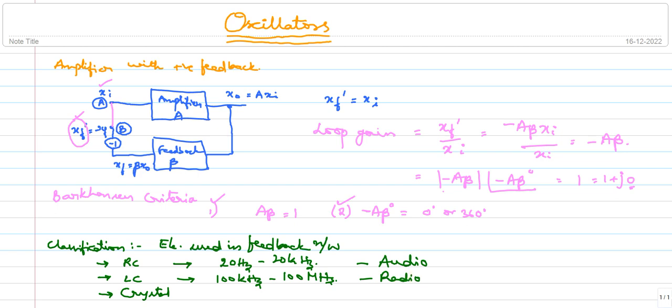Coming to crystal oscillators, the feedback network uses piezoelectric crystals to generate the oscillations, and these are within the range of 10 kilohertz to 10 megahertz. This is the range of crystal oscillators; they can produce signals in this range. So these are the basic classifications of oscillators.